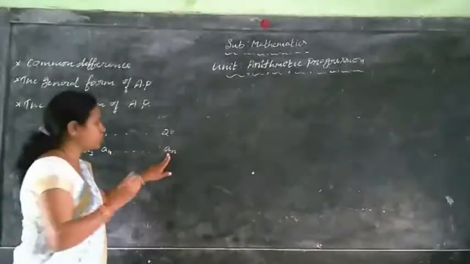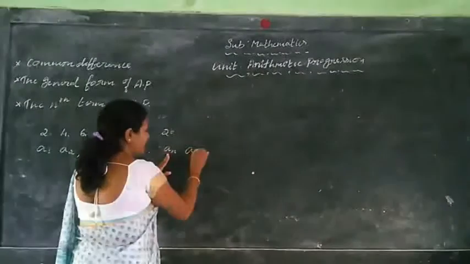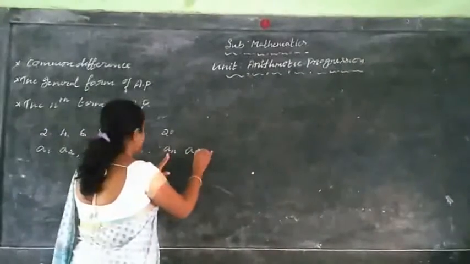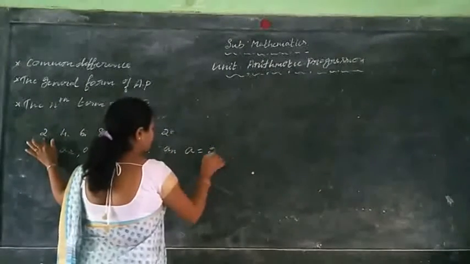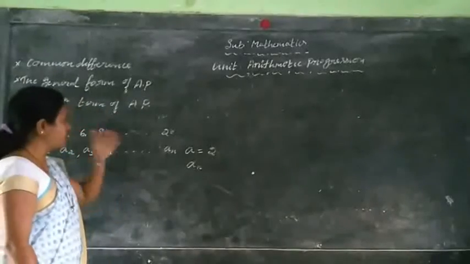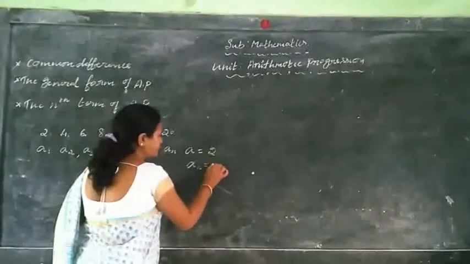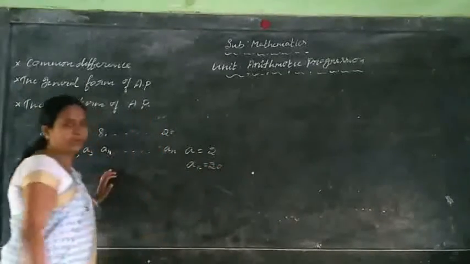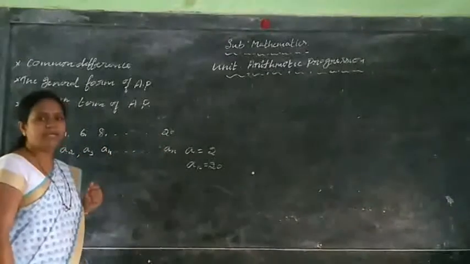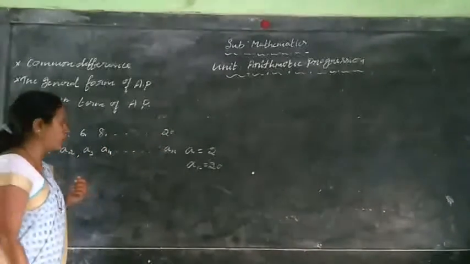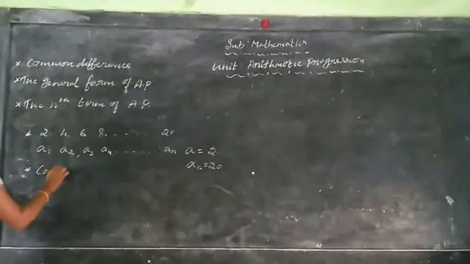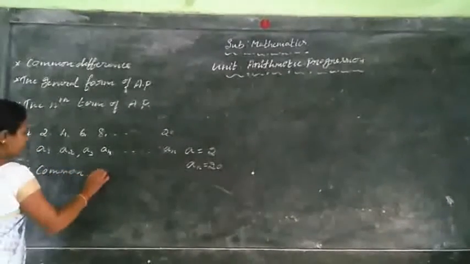Got it? So, the first term, that is A1, we can take as A1 or A also, children. So, the first term here is 2 and the last term is denoted by An, and the last term is 20. Did you get it? We'll denote the first term by A and the last term by An. Okay. Next we should see what we mean by common difference, children. How to write the common difference.